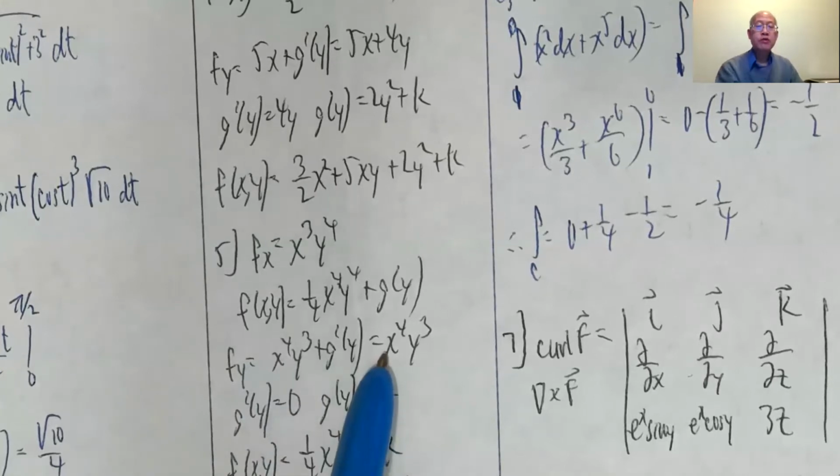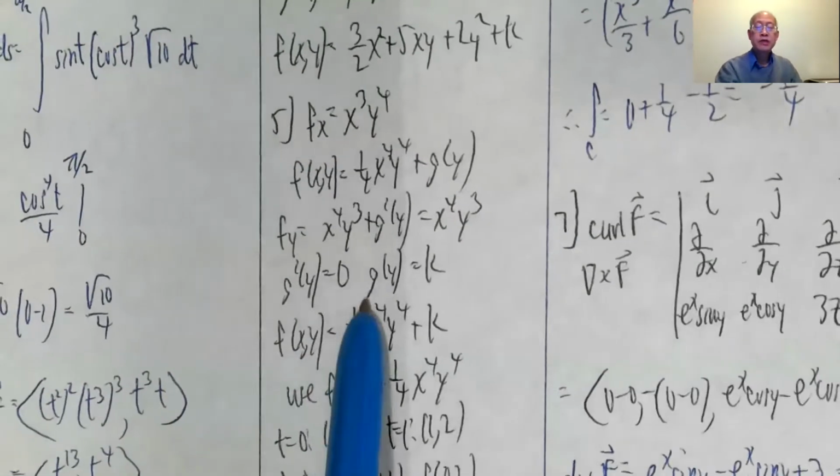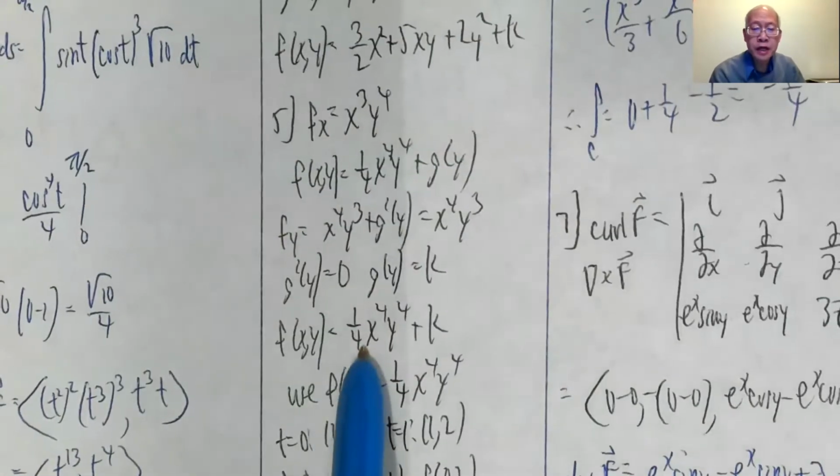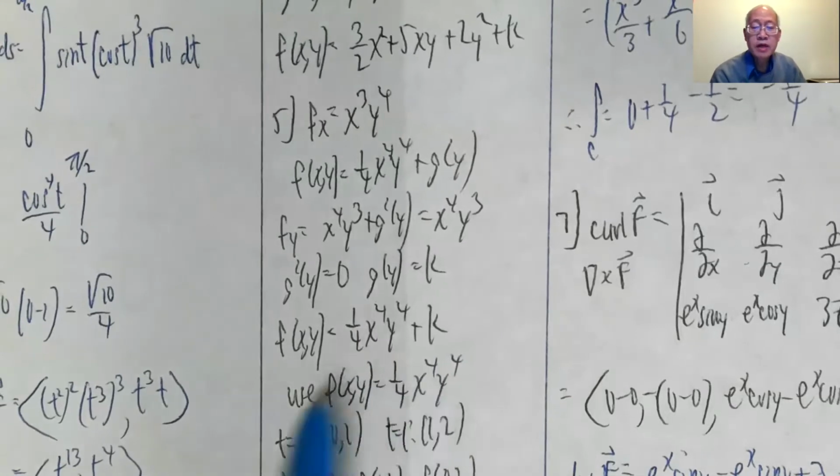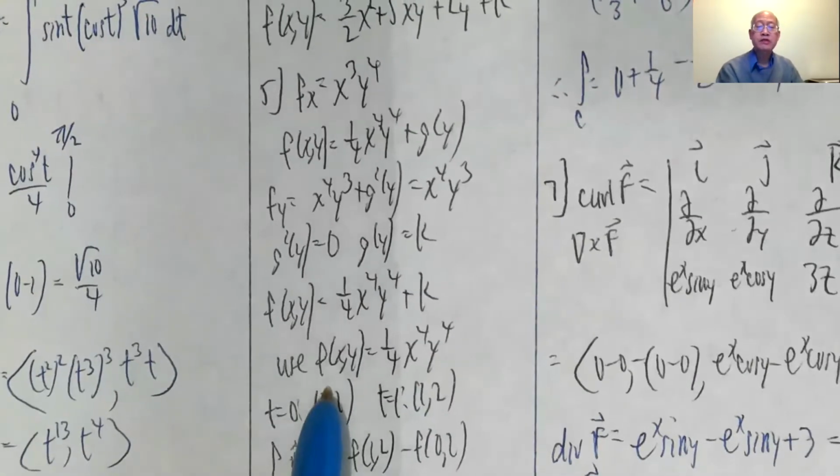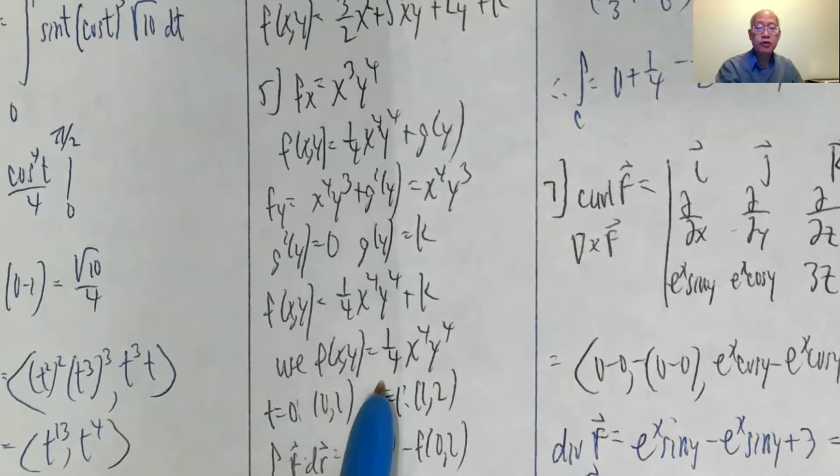That equals x to the 4th y cubed. So g prime of y is 0. That means g of y is some constant k. So f of x, y is 1/4 x to the 4th y to the 4th plus k. Easiest to let k be 0. So let f of x, y be 1/4 x to the 4th y to the 4th.